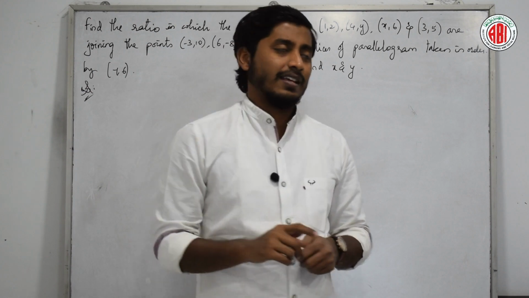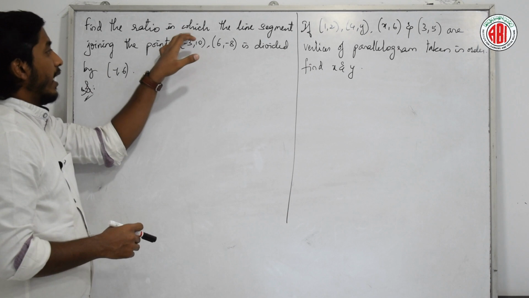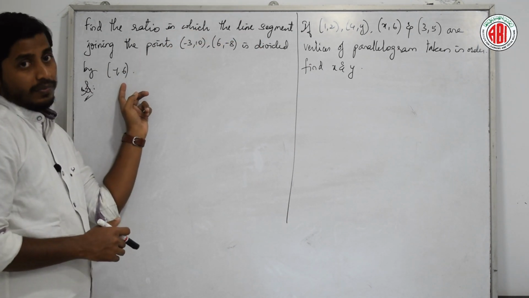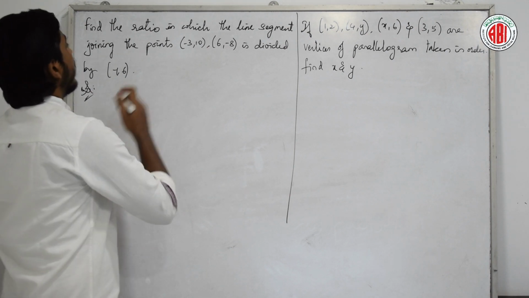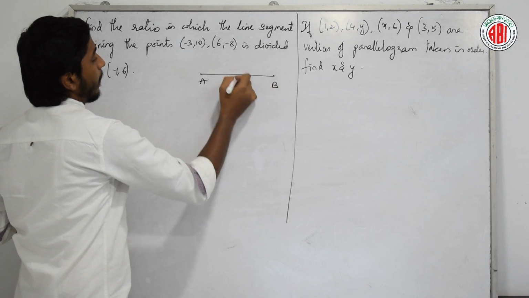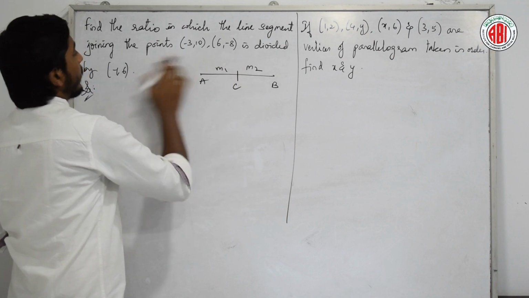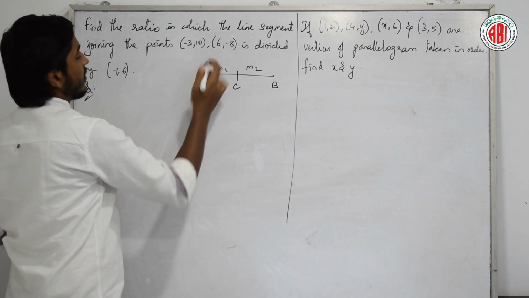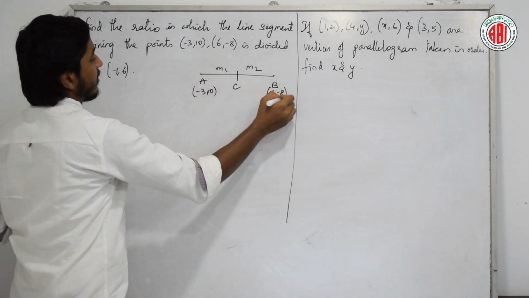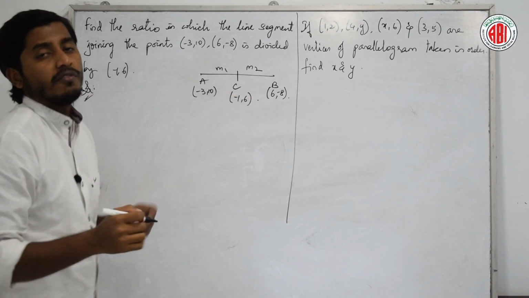Shall we start? See here, the question given here is asking us to find the ratio in which the line segment joining these two points is divided by this point. We have to find the ratio m1 and m2. The line segment joining these two points: one point is (-3, -10) and the other point is (6, -8), is divided by this point. Is it right? What's the formula now?